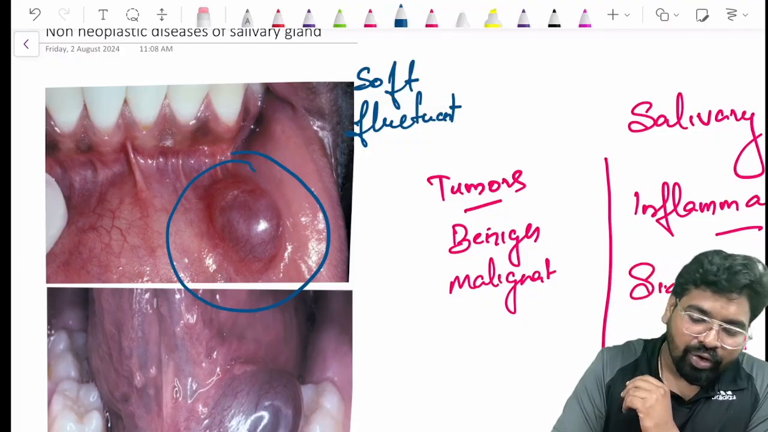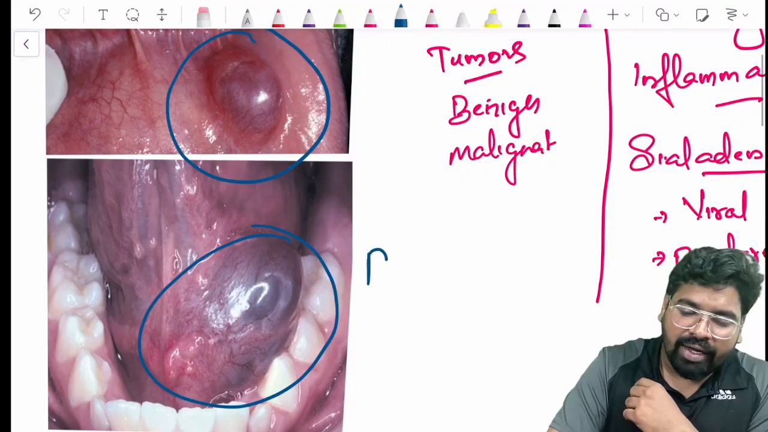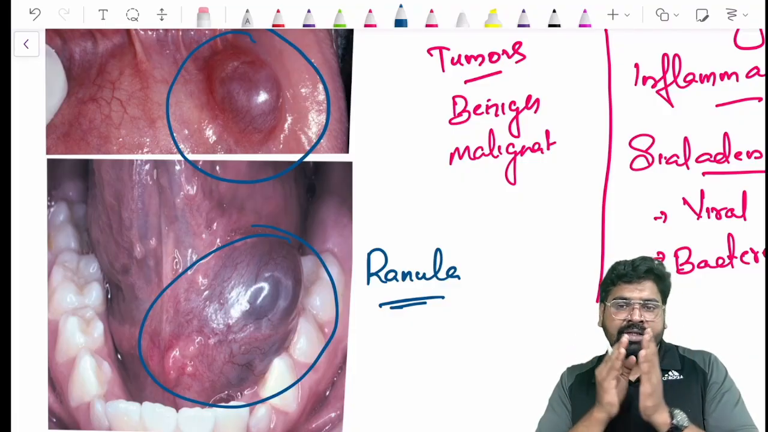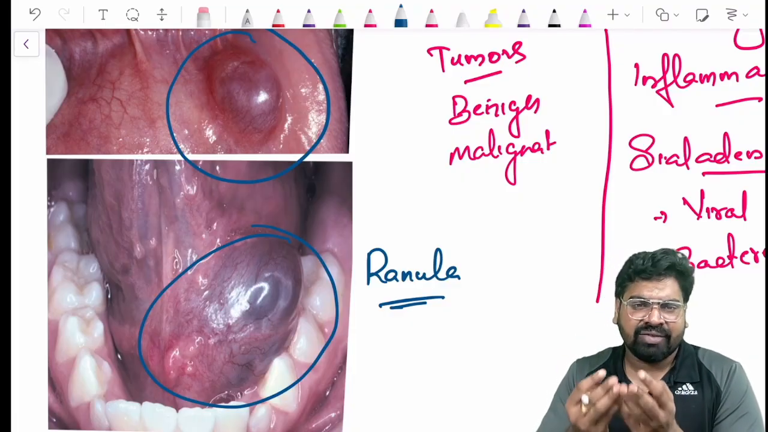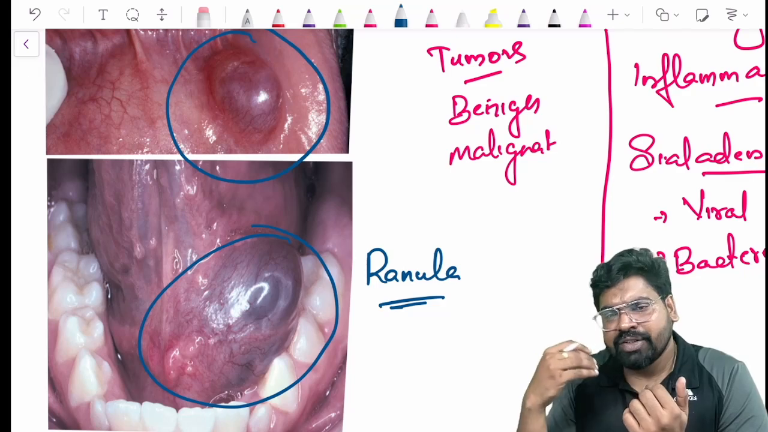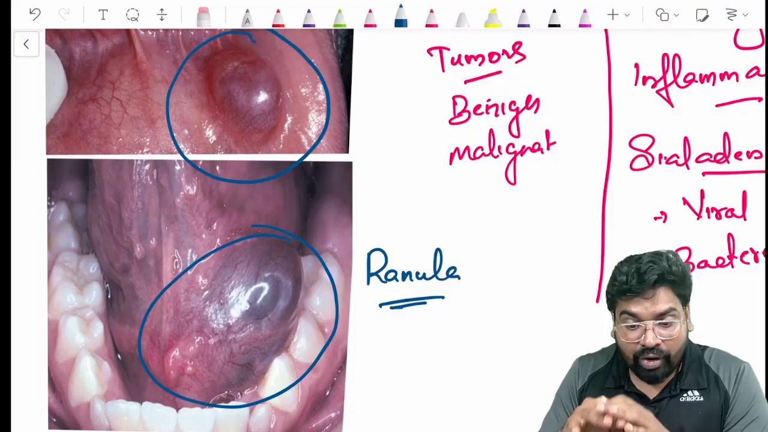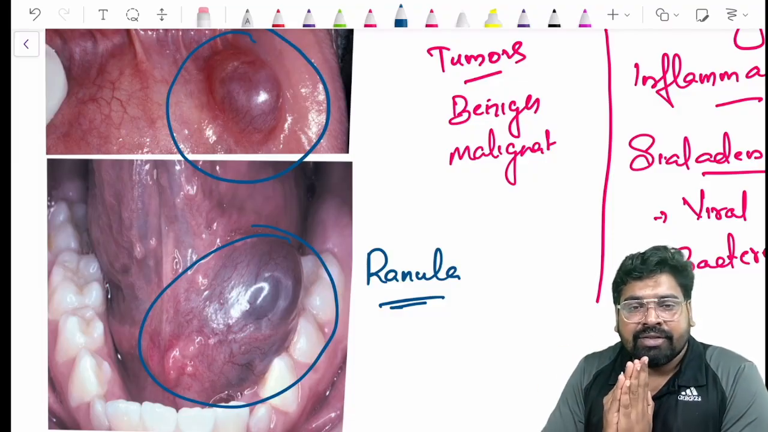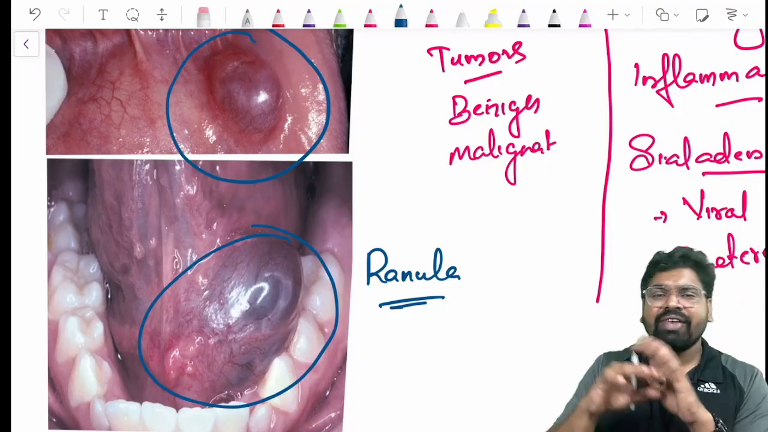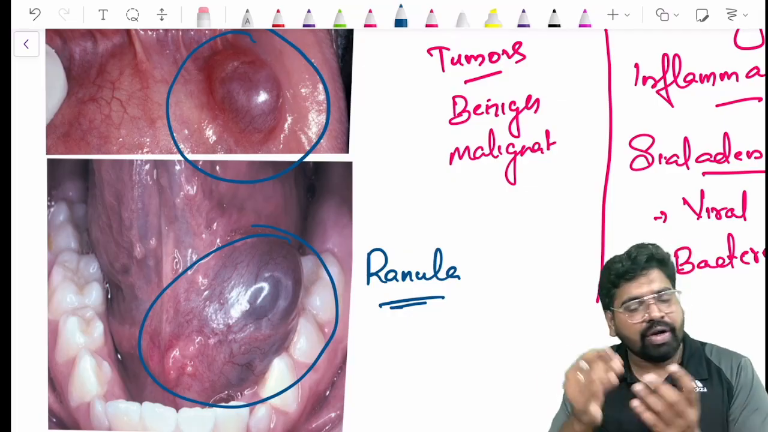And when such a lesion comes in the floor of mouth, we call it ranula. This happens in the sublingual gland, which is present below the tongue. If the duct gets blocked, it will cause a large swelling, or if the duct is damaged by trauma, mucus will come out and fill up the floor of mouth. So if the phenomenon of mucocele occurs in the floor of mouth, we call it ranula.